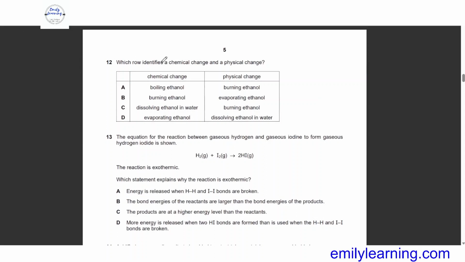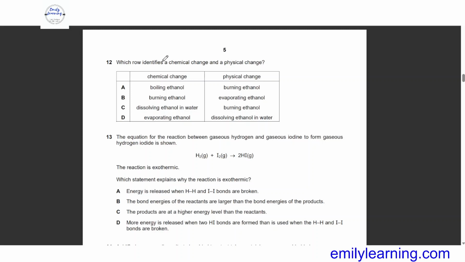Question 12. Which row identifies a chemical change and a physical change? A chemical change is a change in the chemical composition. For a physical change, there is no change in the chemical composition. Basically, a physical change is like a change in state or a change in color, but the chemical components remain the same. Examples of physical change would be state changes: melting, boiling, freezing, evaporation, sublimation. All these are considered physical changes.